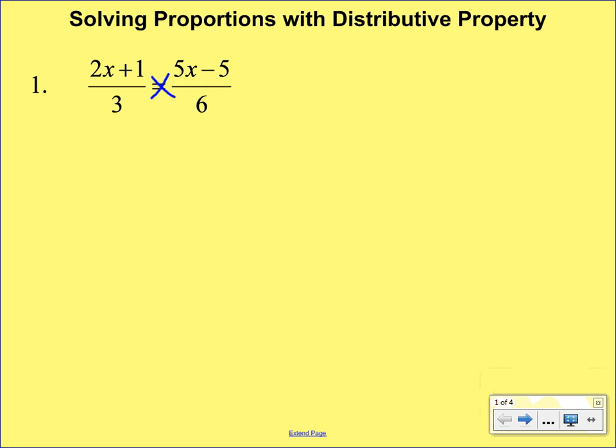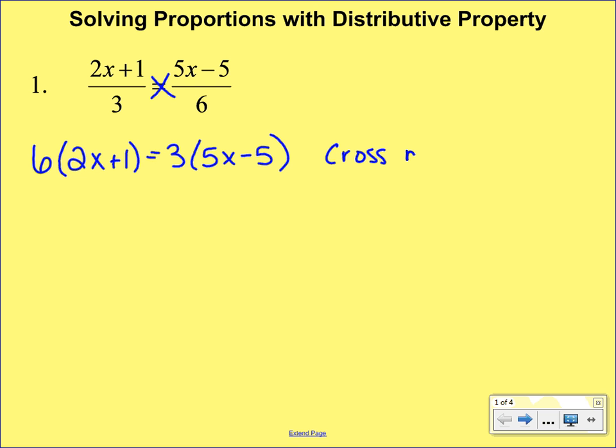So here, when we do our cross products, the 6 will be out front. We're going to use parentheses to show that we have to multiply the 6 by that entire group. And then again, 3 with the parentheses to show that we're going to multiply that by the entire group. So our first step that we just did was to cross multiply.